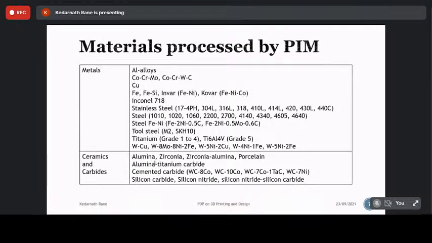Considering the high melting point of ceramics and carbides, we require a substantially higher sintering temperature as compared to metals, because most of the common metals have a melting point between about 700 to 1300. But for ceramics, we are going for temperatures from 1300 to even 1800 degrees Celsius. So this is the distinction of the melting point involved. But anyway, we can use any material to process through PIM technology.